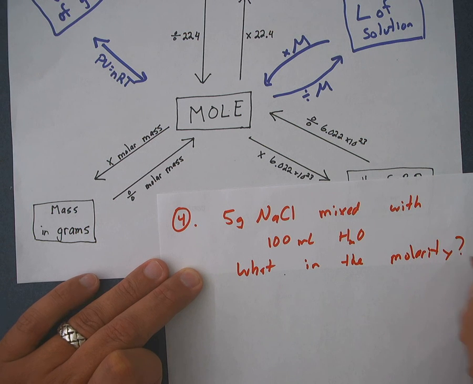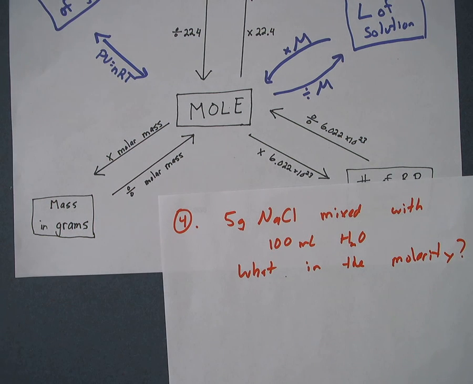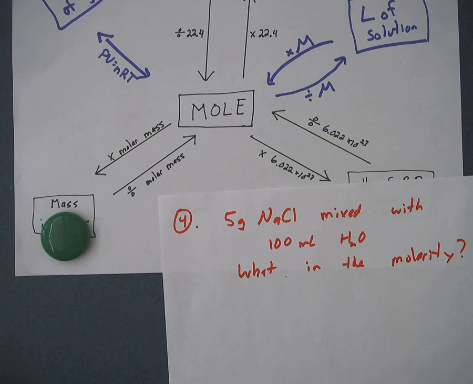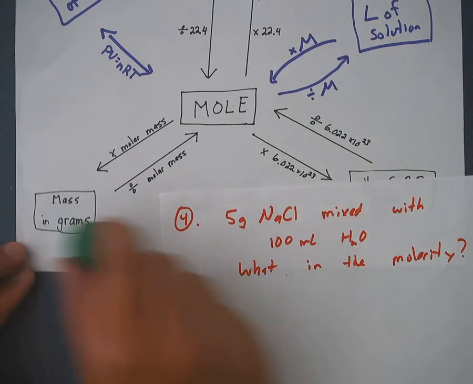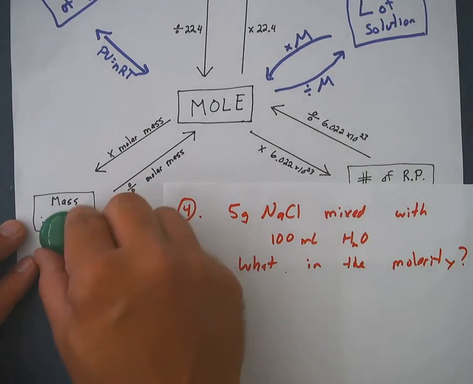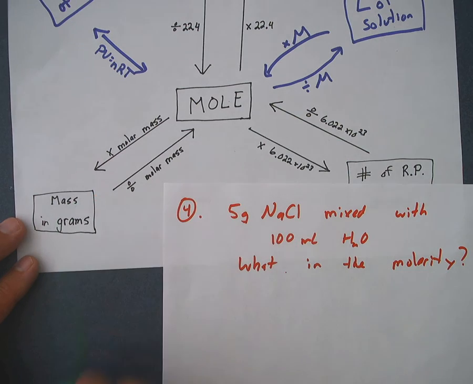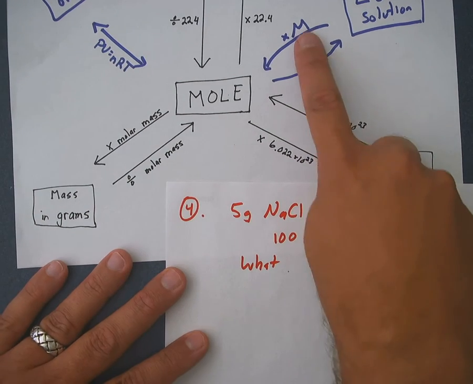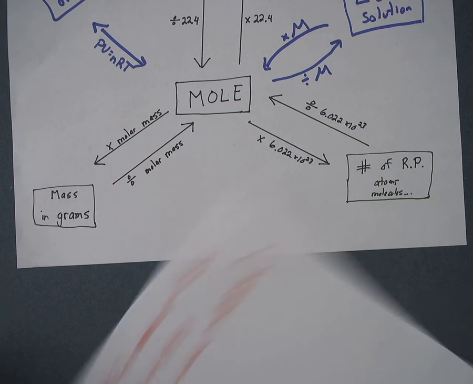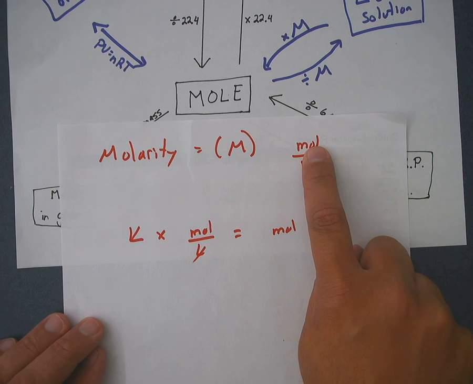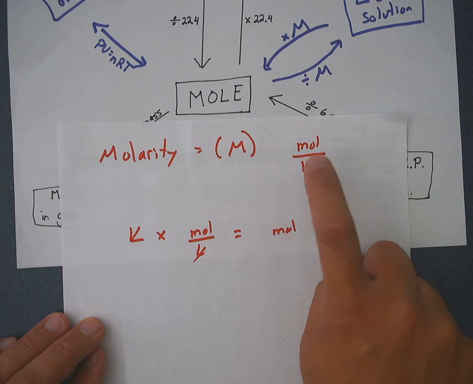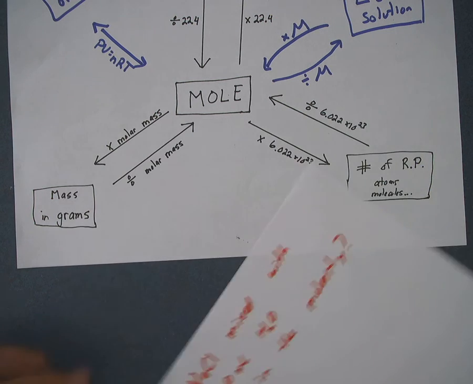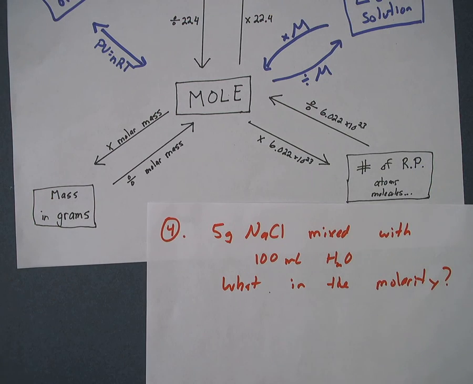Now this one's a little bit trickier, it's not quite on the mole roadmap, but you'll see what I'm getting at here, okay? So I have grams, but I also have liters. I gave you milliliters. Which one do we start with? Well, we're gonna need both. And they're asking us what's the molarity, which is a conversion factor. But we know molarity is moles divided by liters. So if we find moles and we find liters, we can find molarity, okay?